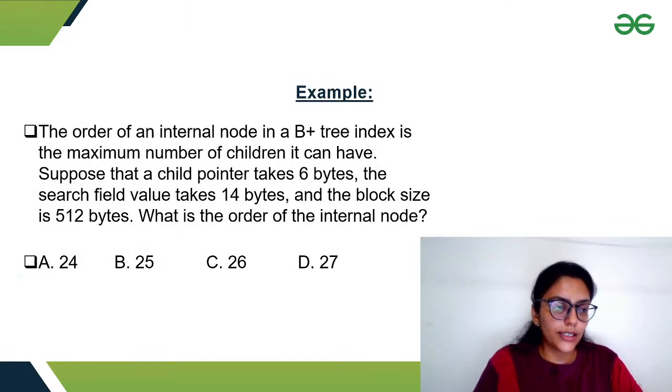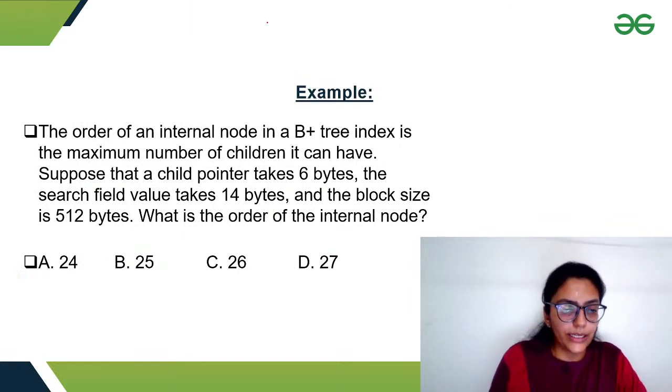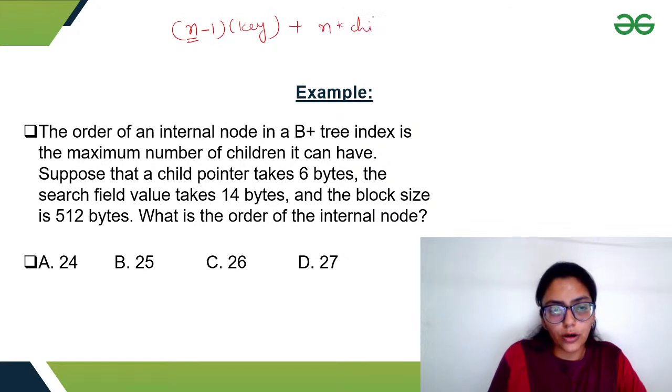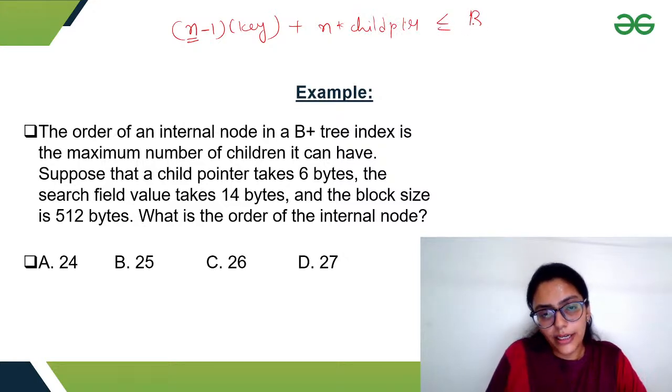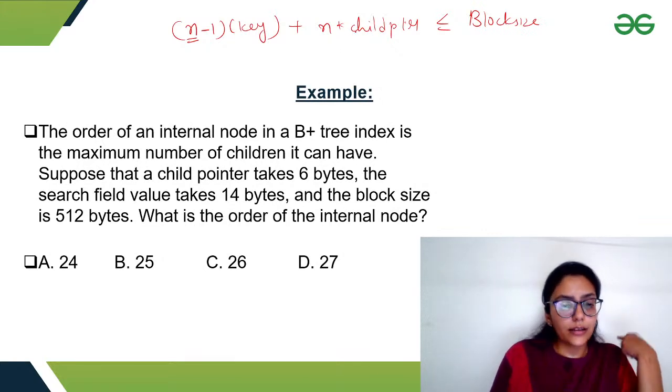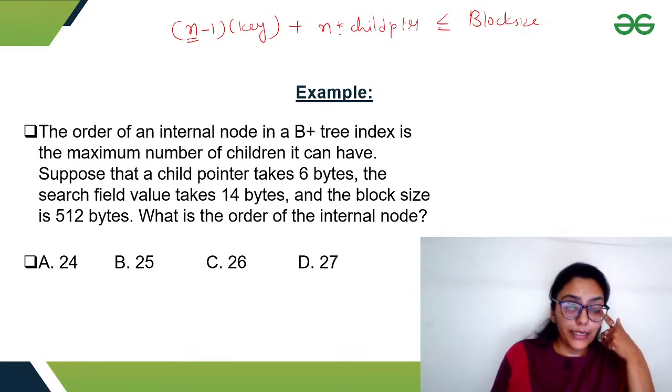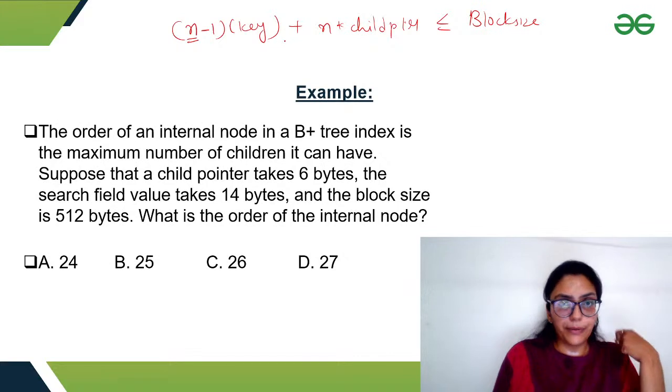The next question is the order of internal node in B plus trees. When the internal node is discussed, what will it have? If n is its order, then it will have n-1 keys, and n child pointers and block pointers. They should be accommodated in 1 block size, right? So this is the structure of the internal node in B trees, B plus trees, right?